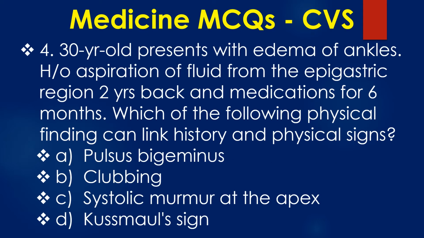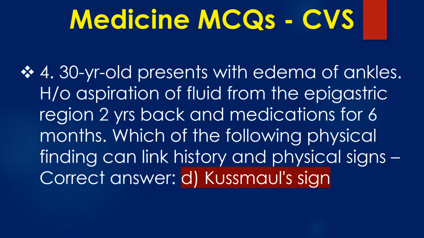A 30-year-old individual presents with edema of ankles. He gives a history of aspiration of fluid from the epigastric region 2 years back and medications for 6 months. Which of the following physical findings can link history and physical signs? A. Pulses bigeminous. B. Clubbing. C. Systolic murmur at the apex. D. Kussmaul's sign. Correct answer D.